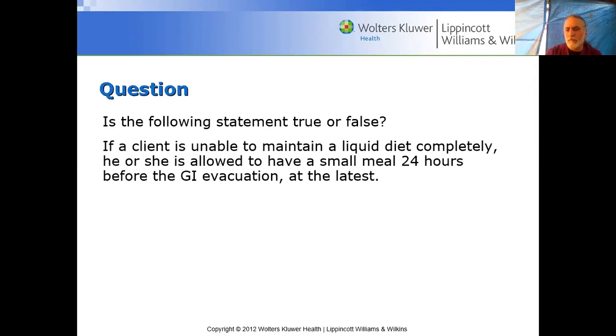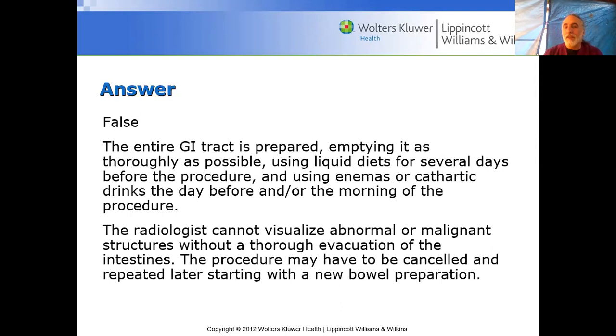24 hours. Seems reasonable, right? No. So we're looking at the GI tract, and these will be visual examinations when they're going in for a colonoscopy or an EGD or any of these other scope procedures. It really needs to be clear, clean, evacuated, so that we can see everything that's going on.